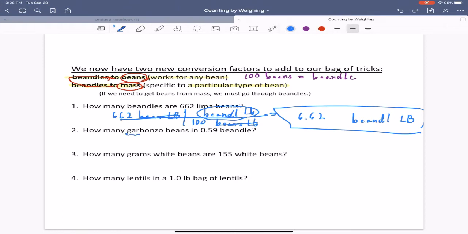How many garbanzo beans are in this many beandles? Is that specific to garbanzos, or is that just units in general? And the answer is it's just units in general. 0.59 beandle of any kind of beans, because it's a grouping number, is 100 beans per beandle. I happen to be talking about garbanzos, so I'm going to add that in there. So 0.59 beandles is 59 garbanzo beans.